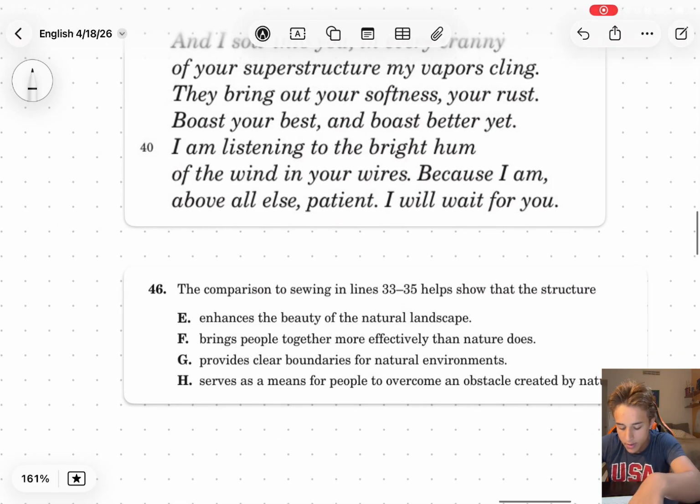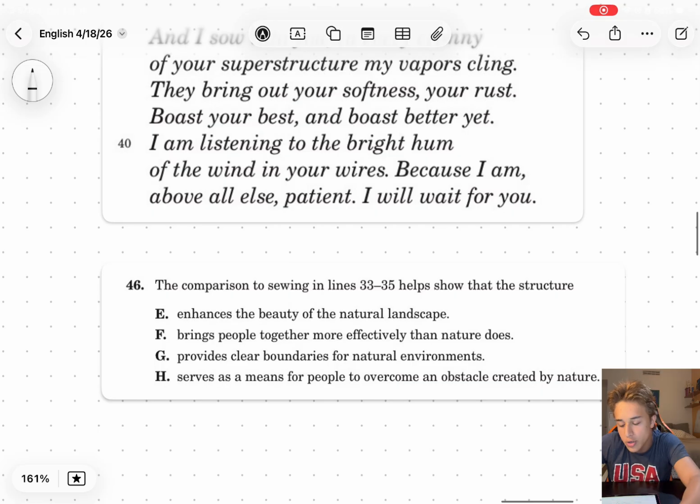So now we're going to go to the answer choices. It helps show that the structure, the first answer choice, enhances the beauty of the natural landscape. Well, actually, it's quite the opposite. It's saying how it goes against nature. It fixes an issue created by nature. So it's not enhancing the beauty of the natural landscape. If anything, it's going the other way and preventing nature from taking its toll on the landscape, or however you want to phrase it. So it's not E.